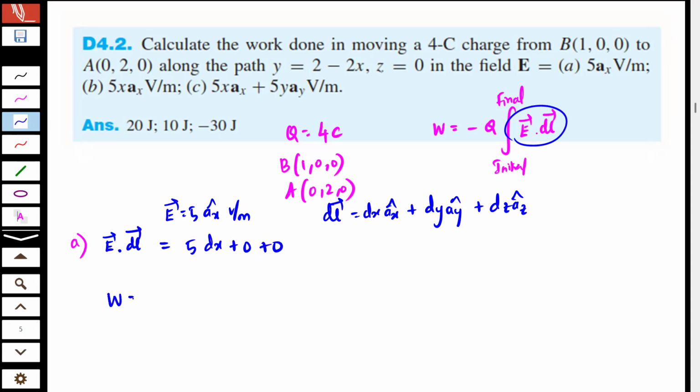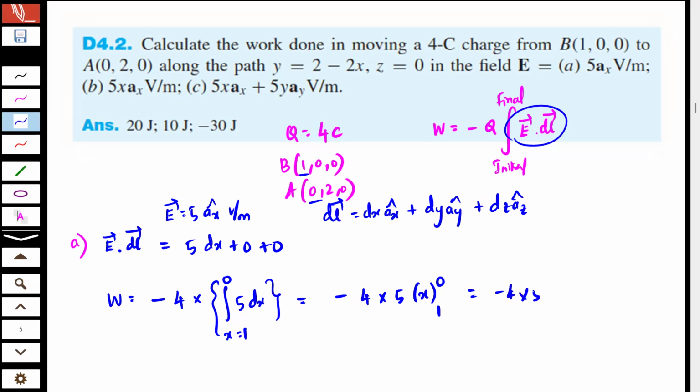So the work done can be found as minus 4 into integration 5 dx, where the lower limit and upper limit should be written. The initial position is at B and the final position is at A, so the limit for x is from 1 to 0. So let us find this answer, which is minus 4 into 5 x from 1 to 0, which is minus 4 into 5 into minus 1, that is going to be 20 joules. So this is the amount of work done for the first electric field intensity vector given.